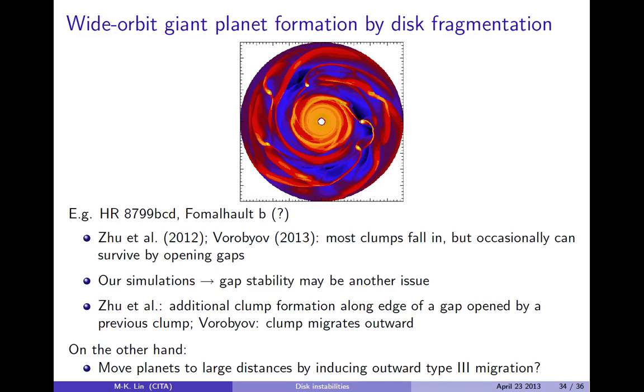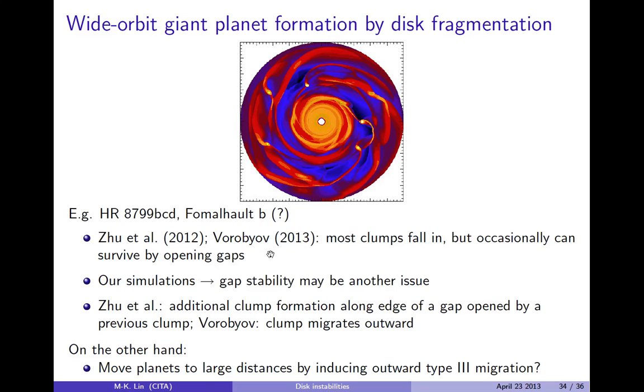So we now have direct images of planets on large orbits. The classic example is HR 8799 and maybe Fomalhaut b. So one idea of forming these wide orbit planets is disk fragmentation. You take a massive extended protoplanetary disk and you let the outer parts become gravitationally unstable, and they fragment into clumps, and there you have it, your big planets on large orbits. But in practice, there are several difficulties.